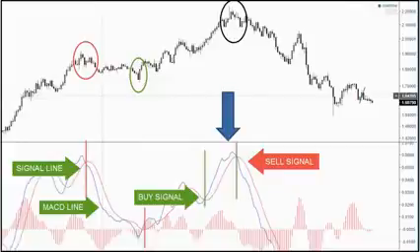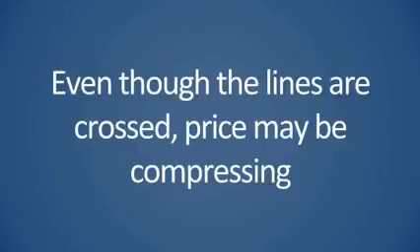If we see the MACD line is above the signal line, the green line, this is going to indicate a market in an uptrend, and you'd be bullish on any trading setup. And as mentioned, we're really looking at the rate of change of price. So even though the lines are crossed, price may be compressing. This is one reason that multiple time frame trading is suitable for this trading indicator.